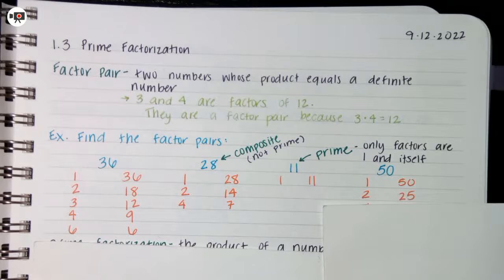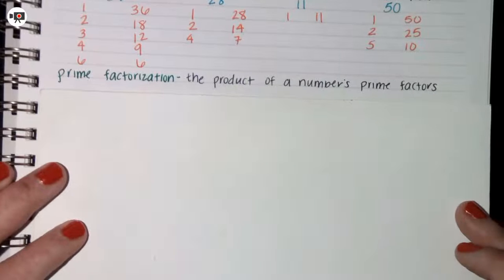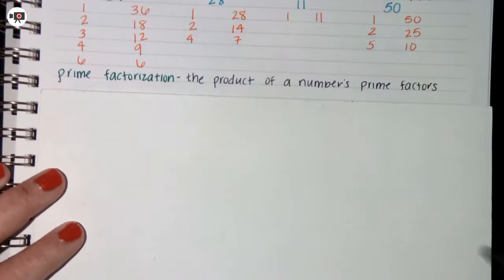And 50, we would have 1 and 50, 2 and 25, 5 and 10, and then 6, 7, 8, and 9 do not go into 50. So that's all. Now we have prime factorization. And prime factorization is the product of a number's prime factors.